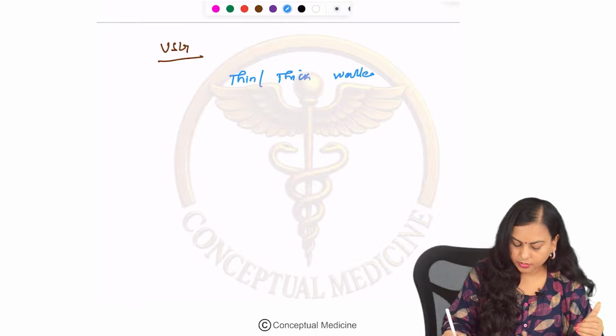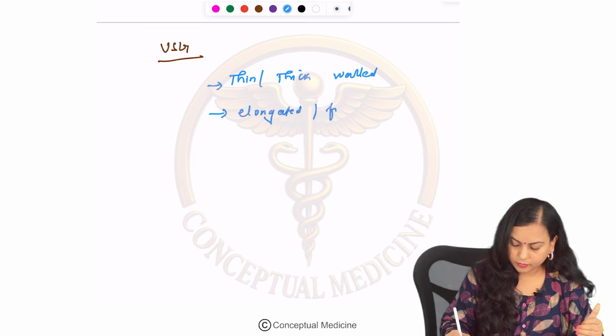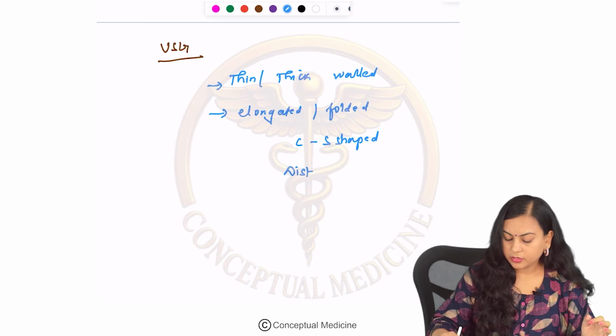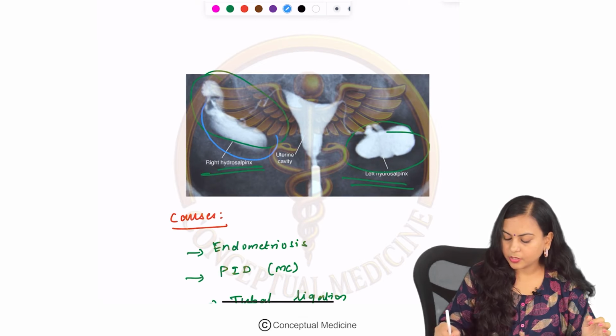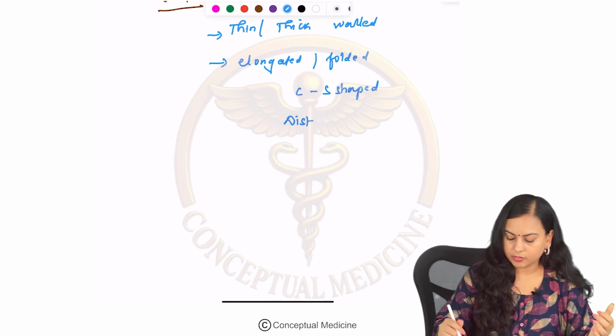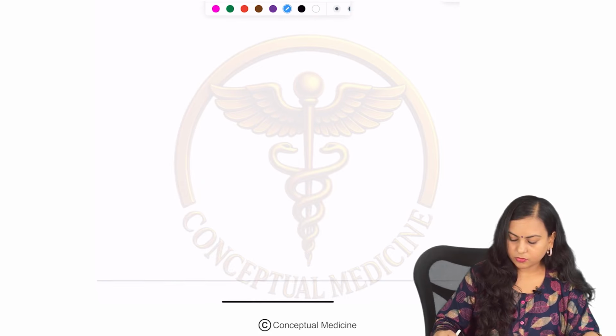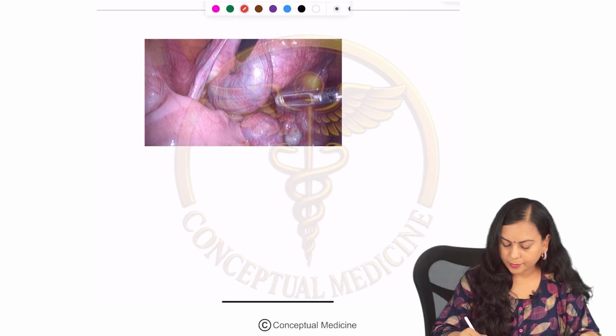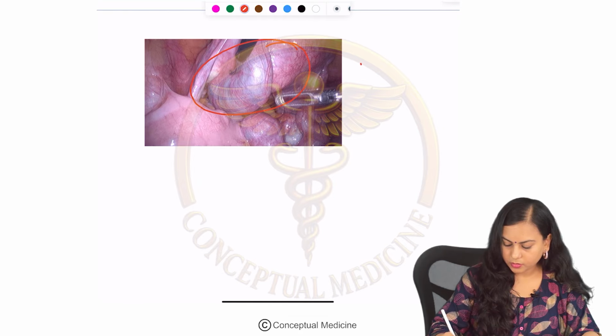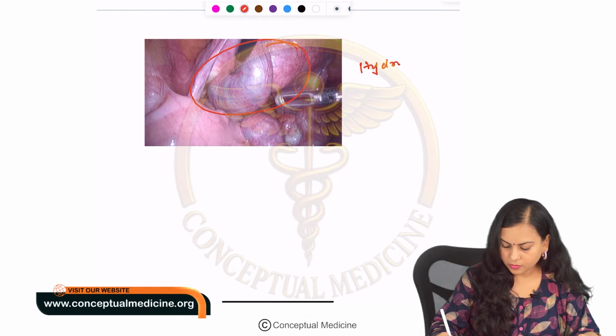Now, in ultrasonogram, when you see, these tubes will be thin or thick-walled structures that are elongated or folded, C or S-shaped, and the tubes will be seen distinct from the uterus. They will lie separately from the uterus, as well as the ovary. So this is one of the laparoscopic pictures of your hydrosalpinx.